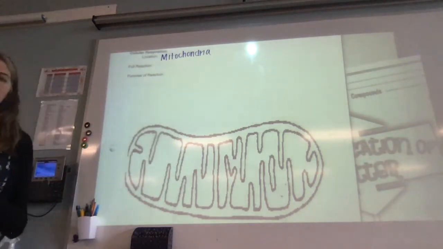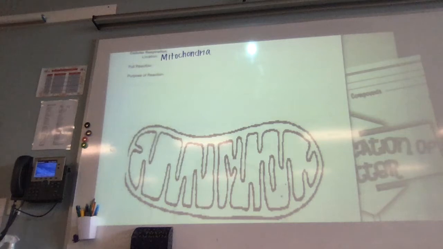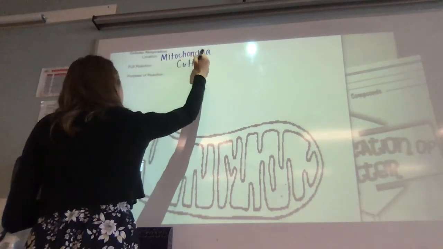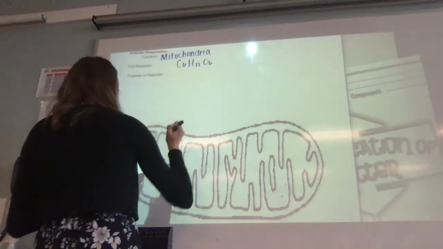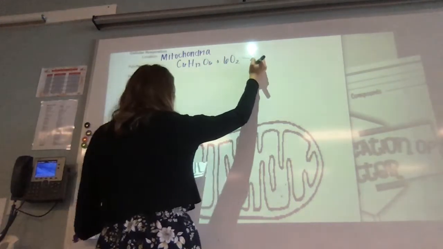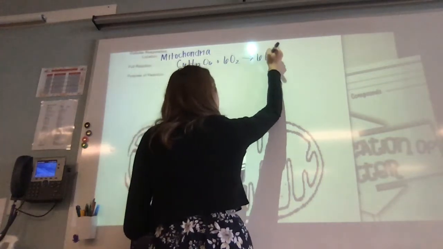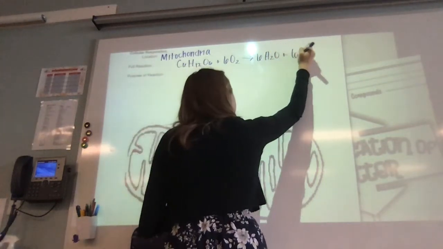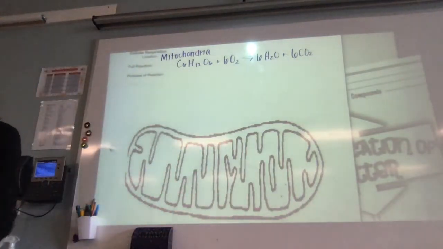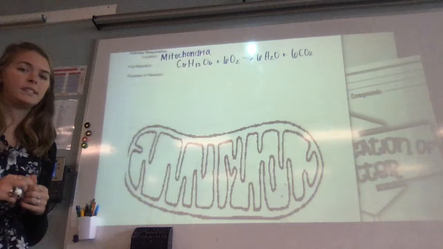Okay? And just like for photosynthesis, there's a reaction occurring. And this reaction is C6H12O6, or sugar, plus 6O2 yields or creates 6H2O plus 6CO2. Now when you look at this equation, do you notice anything particular about it or anything recognizable? It is the exact opposite of photosynthesis.